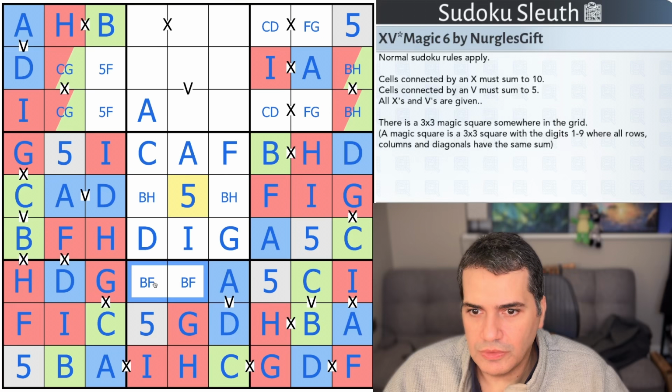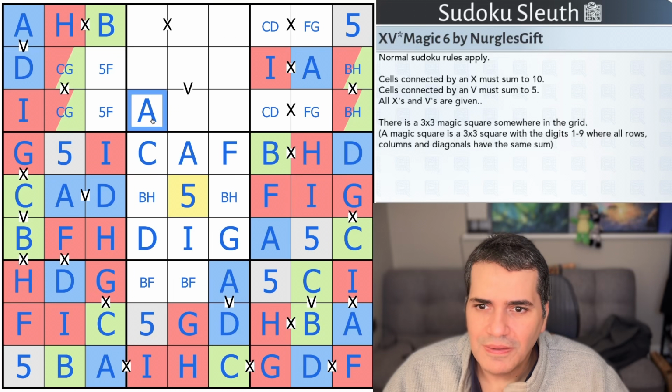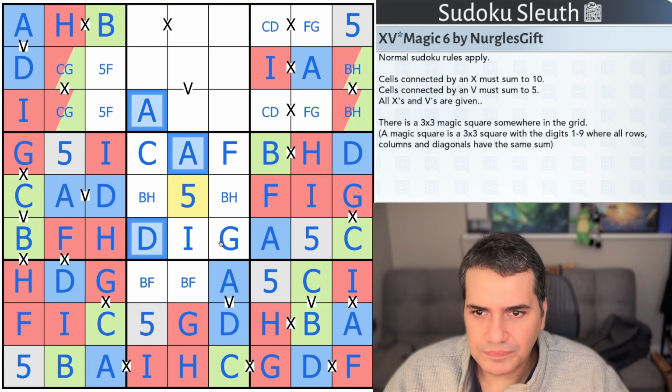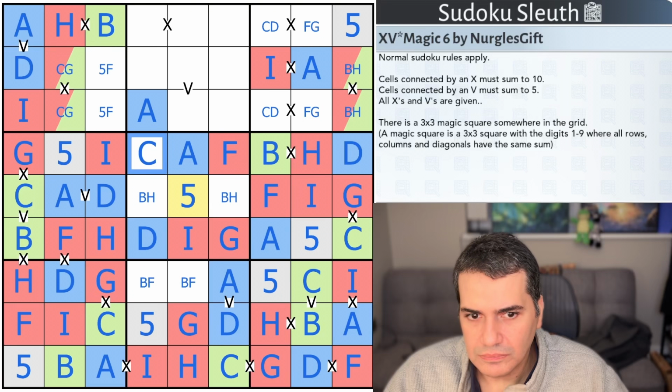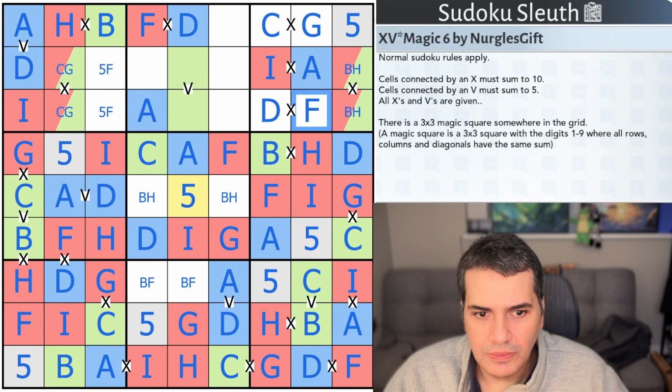Has that resolved these? No. No, okay. That is a bit of a surprise. These are now definitely green. This has to be blue, red, and therefore it's D and F. And therefore this is C and G. This is D and F. We're getting somewhere. This is now known. It's I.